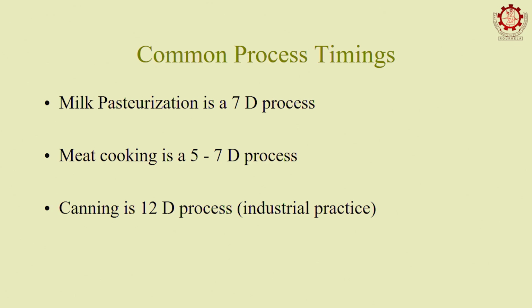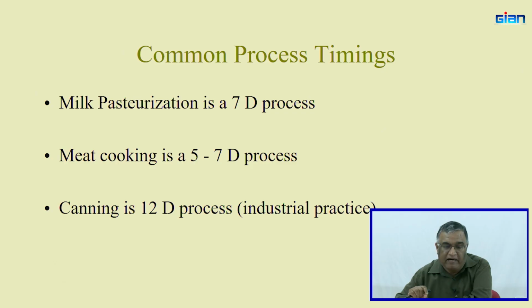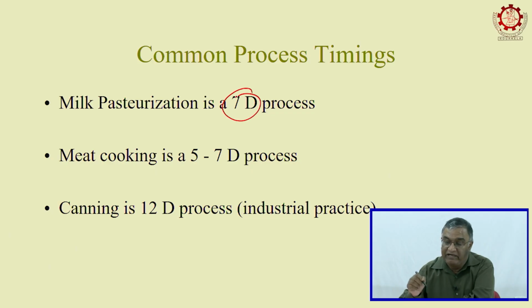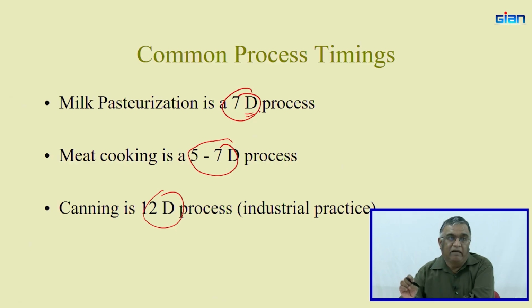So, in the US, regulators define certain standard times as a pasteurization time. So, 7D reduction, 5 to 7D reduction, 12D reduction, and so on. We said D value is the decimal reduction time for certain bacteria. So, I have here milk, meat, canned food. Is this D value for the same bacteria, or is it for different bacteria?